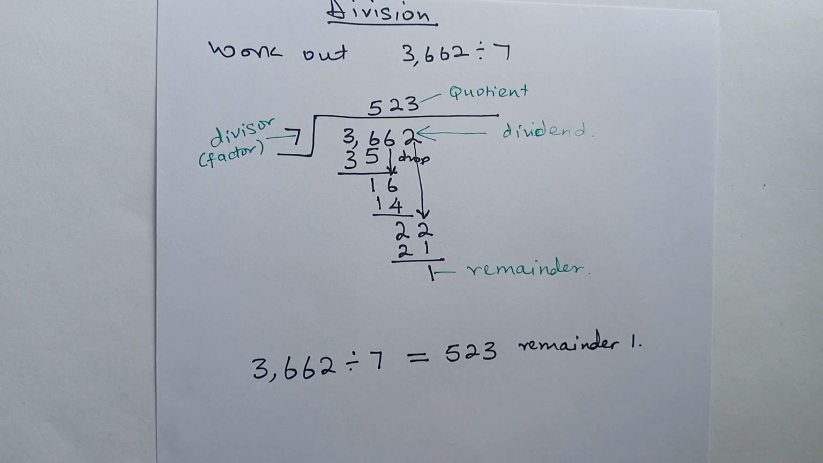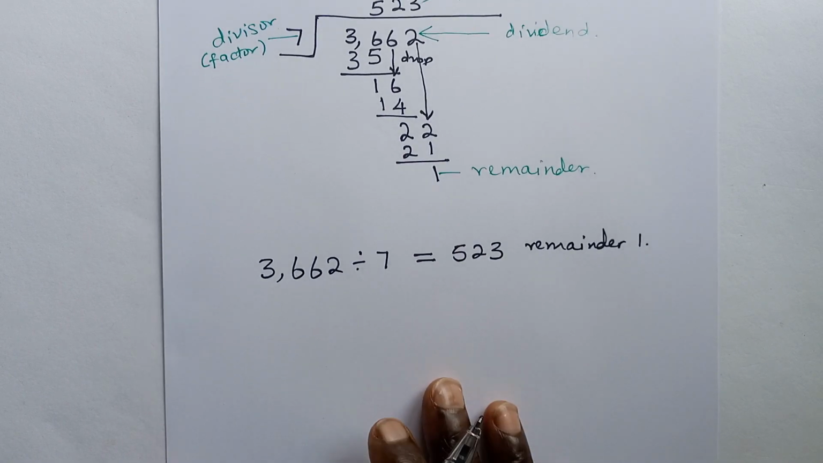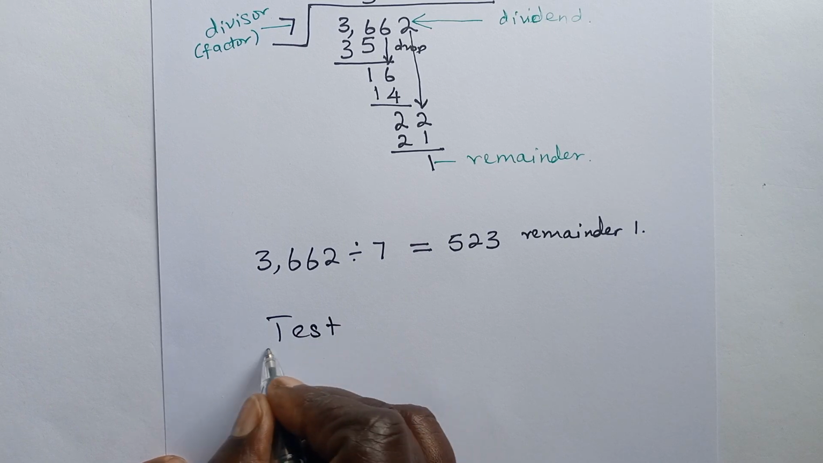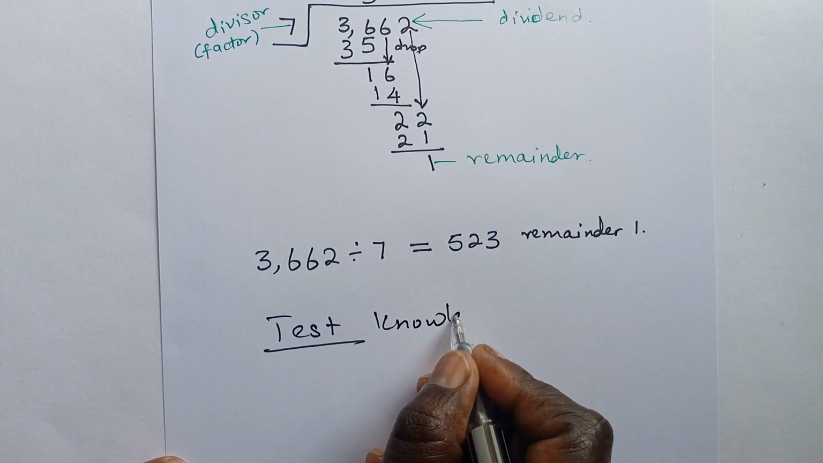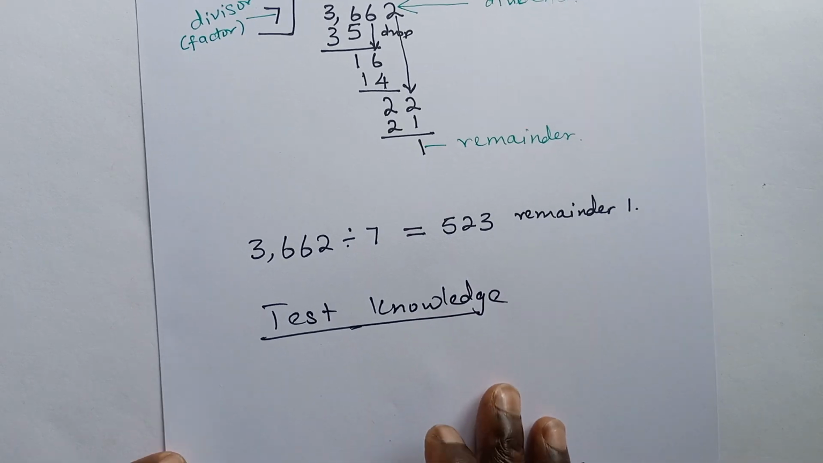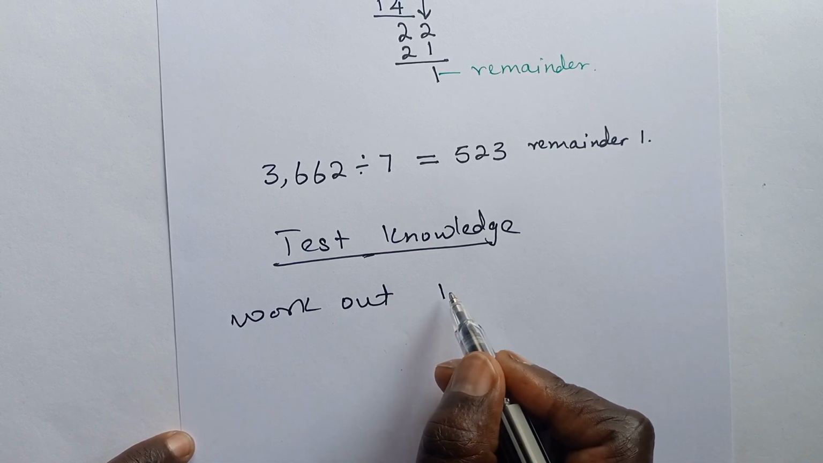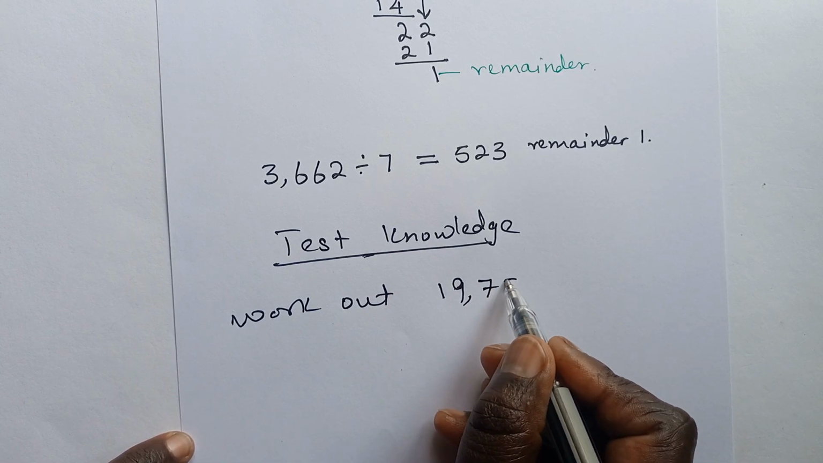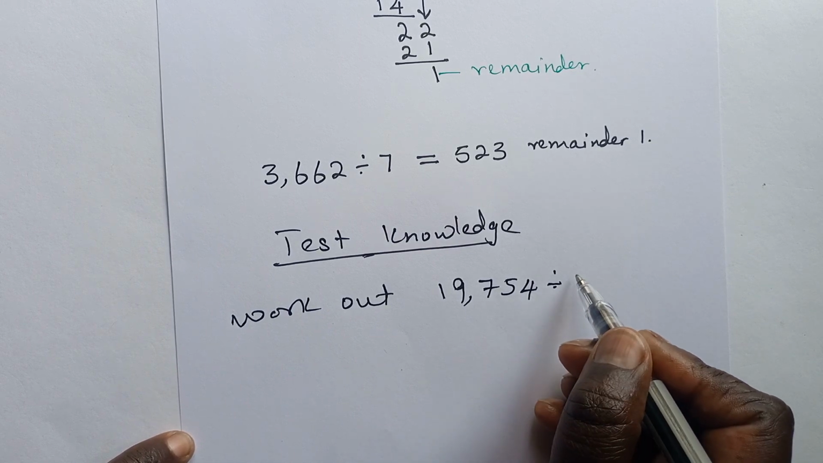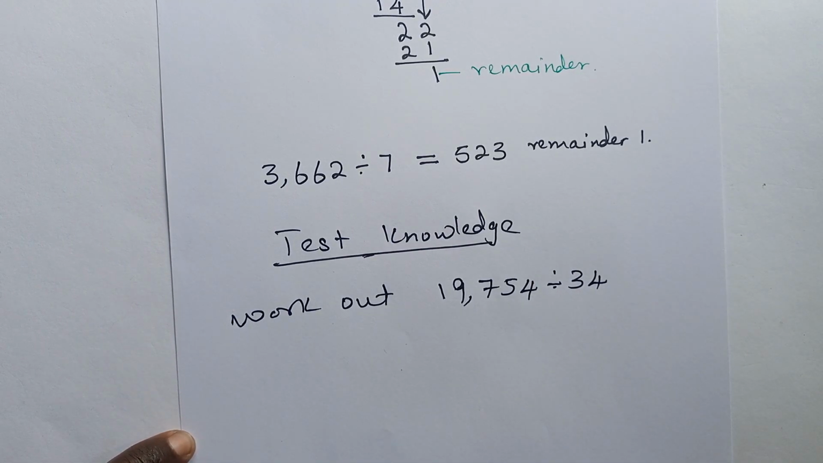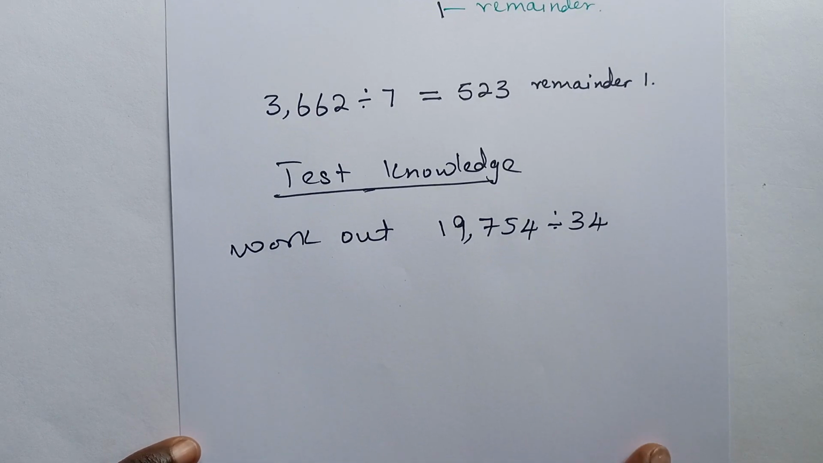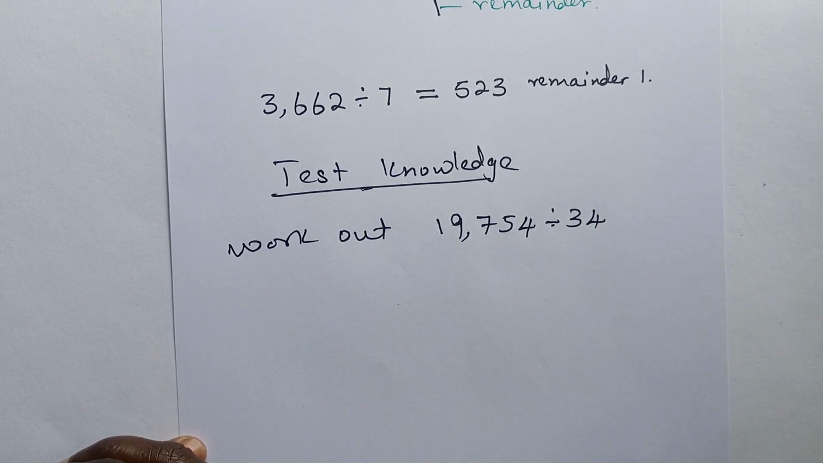Like now, in the next example, I want you to test your knowledge of dividing. So to test your knowledge, I want you to work out the following: 19,754 divided by 34. Now you can stop the video, work it out, then you proceed to see the solution.